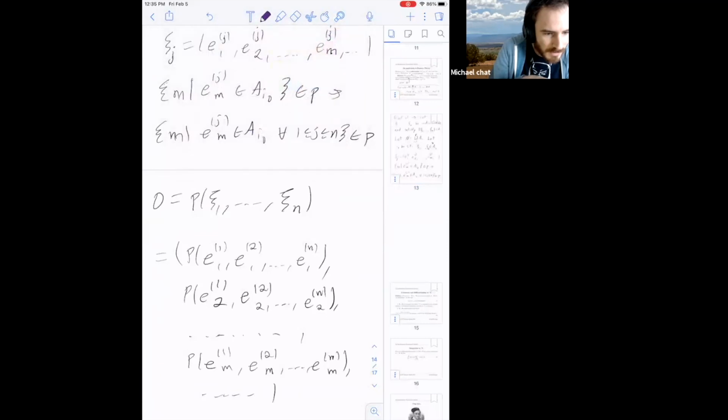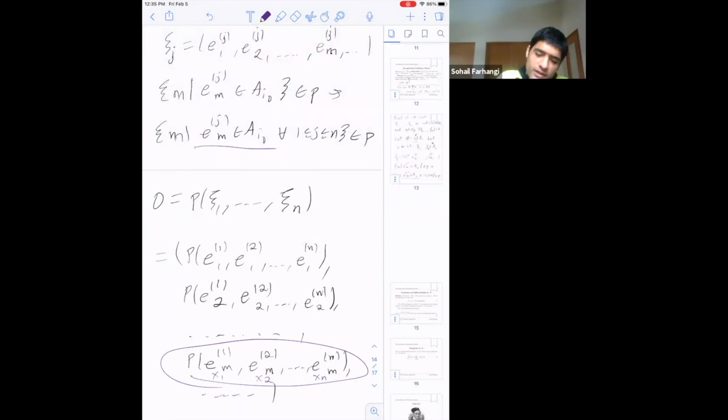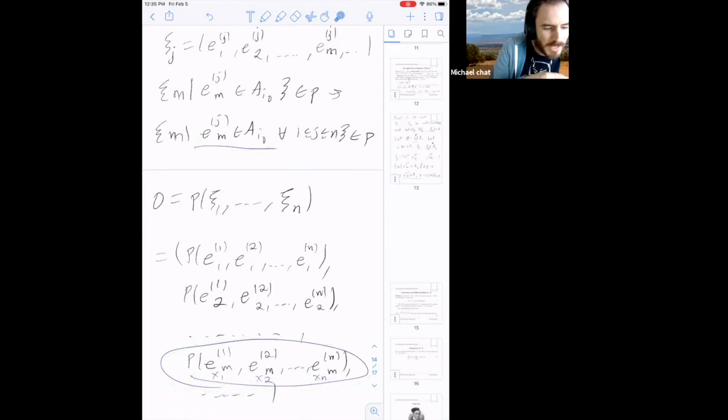Right. If you make this polynomial 0 and all of the elements are in AI 0, then I let this be my x1, this be my x2, and that be my xn. Okay. Well, why the last one and not the first one? Why not EI1, EI2, EIN? Or sorry, E1. Well, yeah, E1.